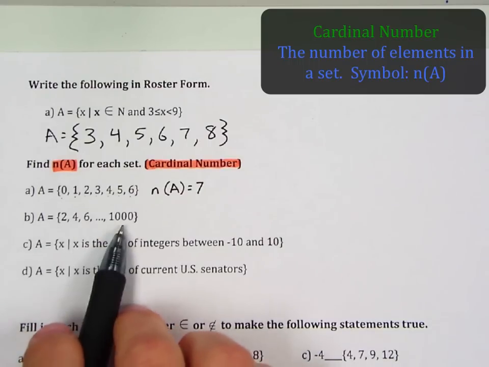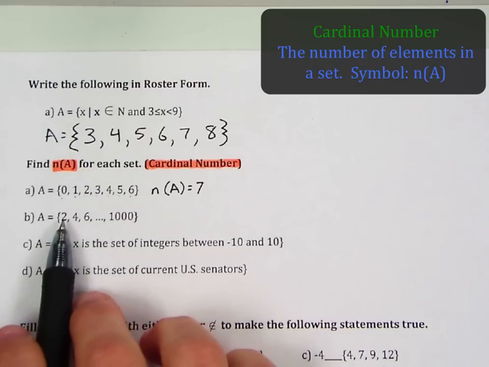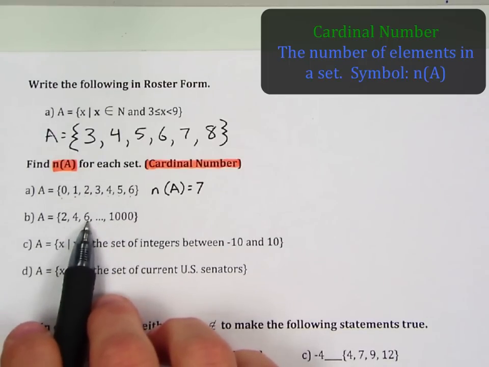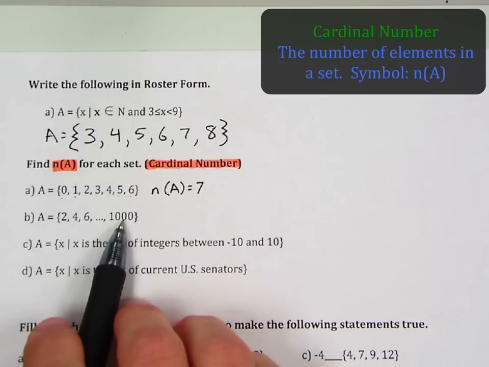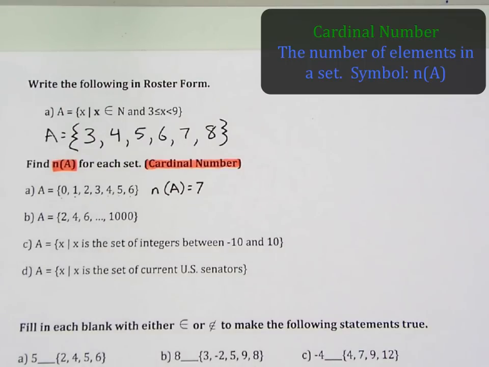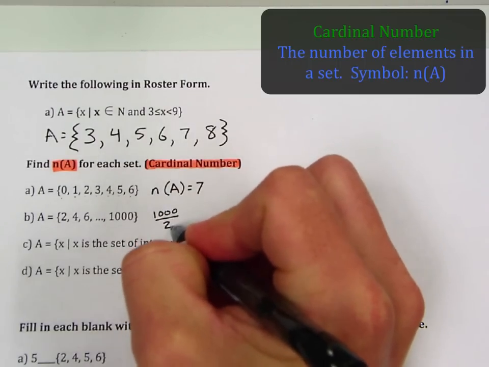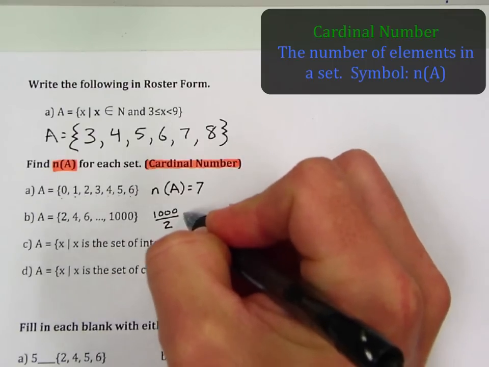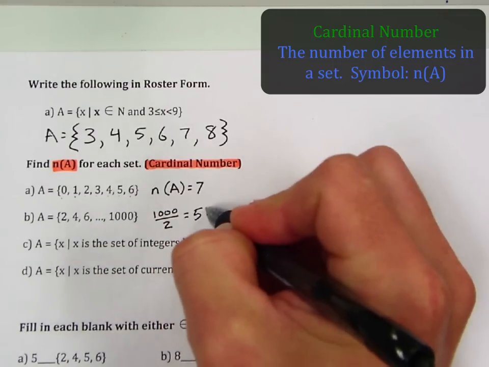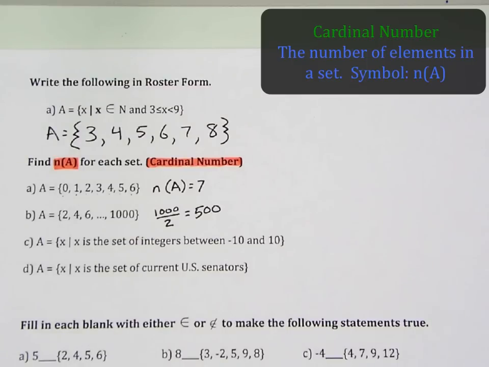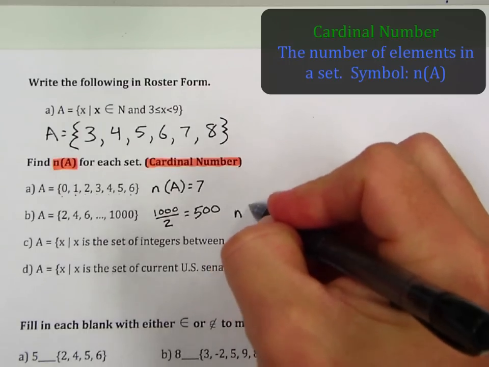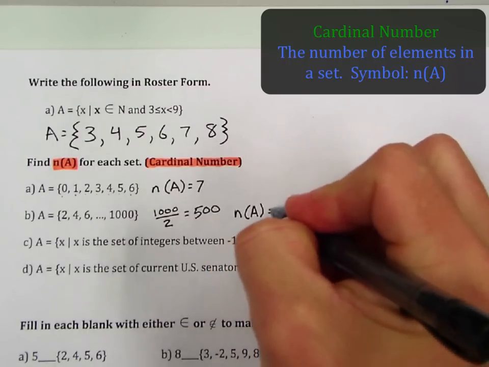In letter B, we might not want to count these because it goes all the way up to 1,000. So we're going to look at the pattern here. It goes 2, 4, 6. So we're taking all the even numbers up to 1,000. So half the numbers are going to be odd, half the numbers are going to be even. And so we're going to do 1,000 divided by 2. And we get 500. So here, the number of elements in set A is 500.